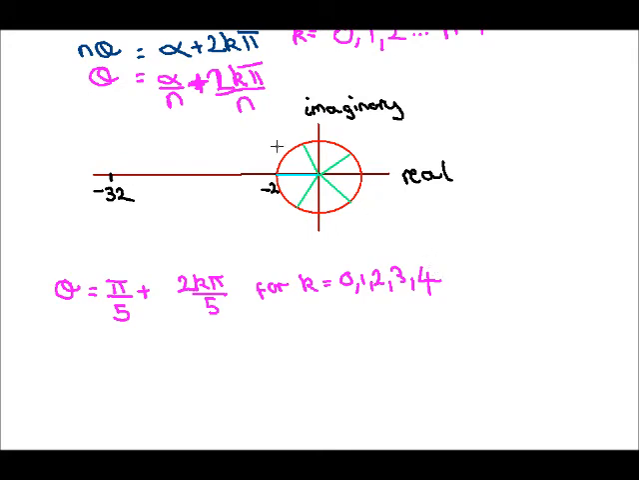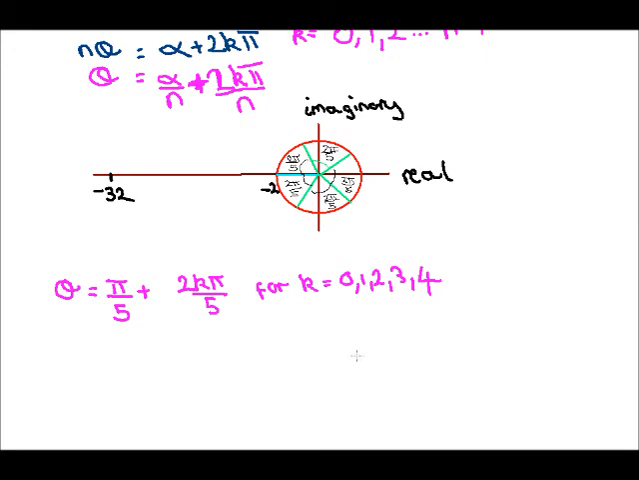The other thing you'll notice is that the separation between each of these is going to be 2 pi over 5. So if I put in this angle here, this angle here is going to be 2 pi over 5 in black. 2 pi over 5. Same with this angle here. This angle here is going to be 2 pi over 5 as well. This angle here, 2 pi over 5. This angle here, 2 pi over 5, and this angle here, 2 pi over 5.